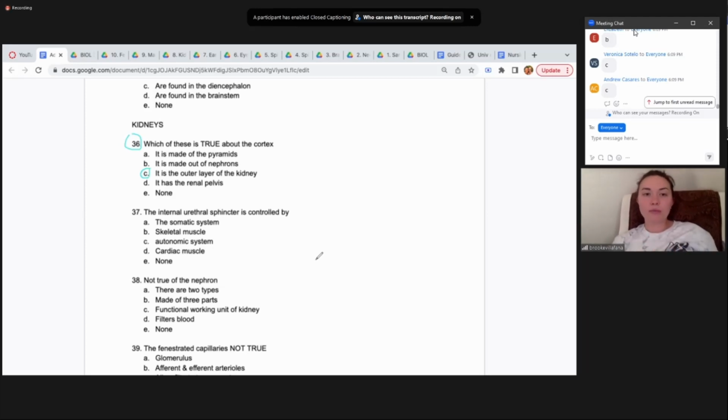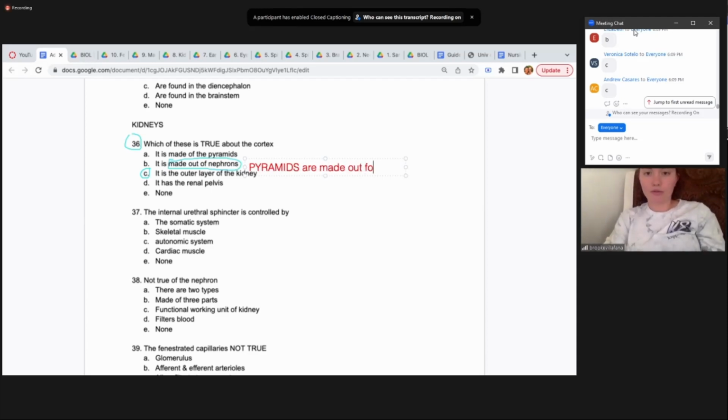So you might have chosen B because there are the cortical nephrons, but remember the cortical nephrons do not make up the cortex. It's just the glomerulus of them that is found in the cortex, but it's not what makes the cortex. The cortex is more like an outer layer that has a little bit of the cortical nephron, but that's not what makes it up. The outer layer of the kidney would be the most accurate statement there. What is made out of nephrons are the pyramids. So the pyramids are made out of nephrons.